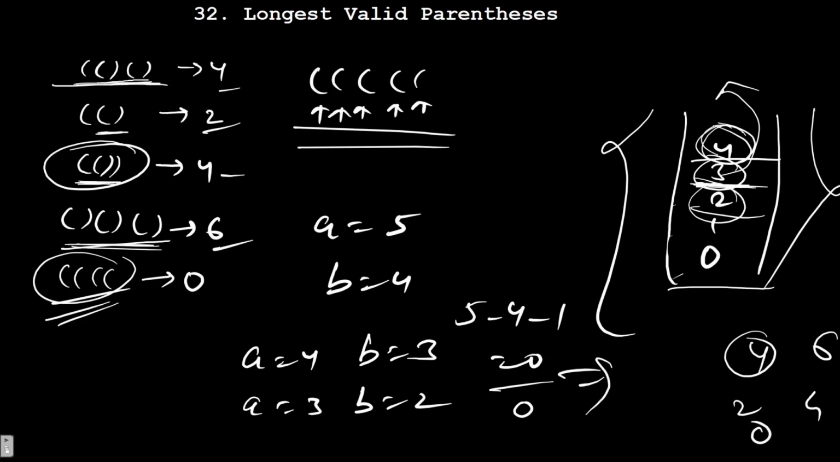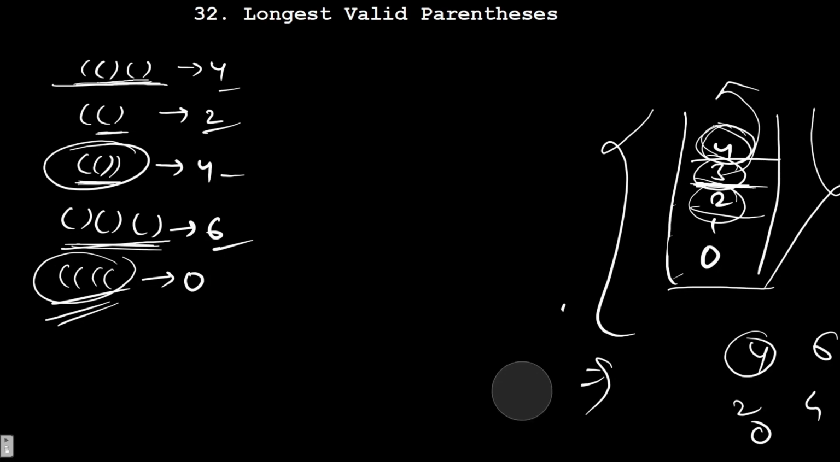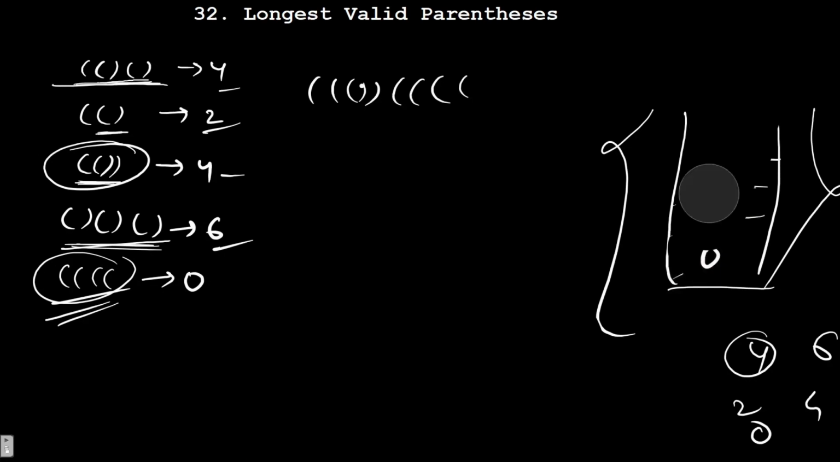Okay, so now we have an idea how we can solve this problem. I want to look at one more example so that it can become more clear. So let's say we have something like this. Okay, so we'll go through all the indexes. We'll be at index 0, we'll be pushing it. Index 1, we'll again be pushing it. Index 2, we'll be pushing it. Now we are at index 3, we have a close parenthesis, we will be popping out 2. Again we have a close parenthesis, we will be popping out 1.